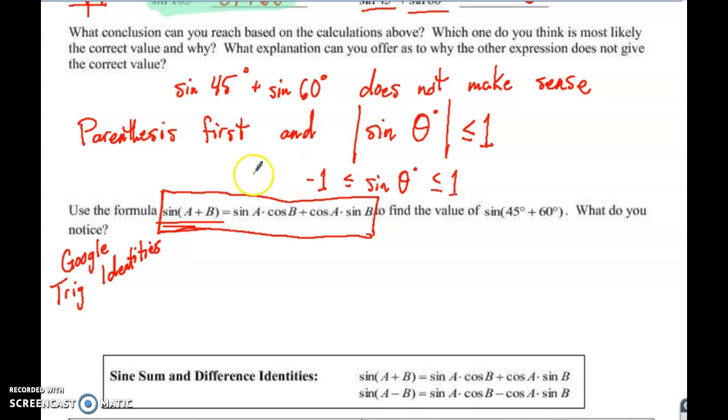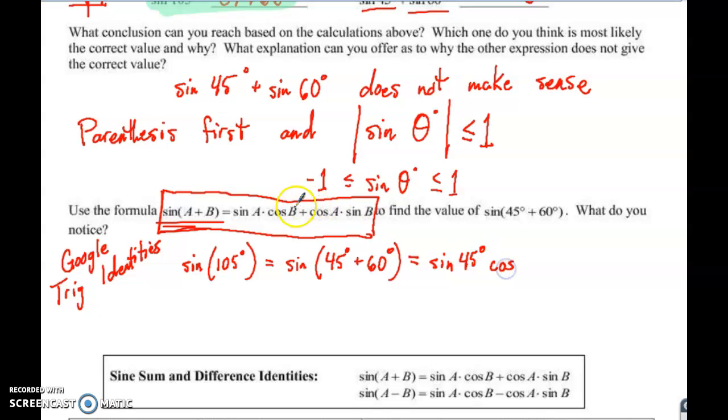So the whole premise of this is understanding that if I ask you to do sine of 105 degrees, well, 105 degrees is not on the unit circle, but 45 and 60 are. So 45 plus 60 is the same as 105. So the premise is that you can follow this pattern where A and B are just angles. So this is the same as sine of A represents the first angle, so 45 degrees.